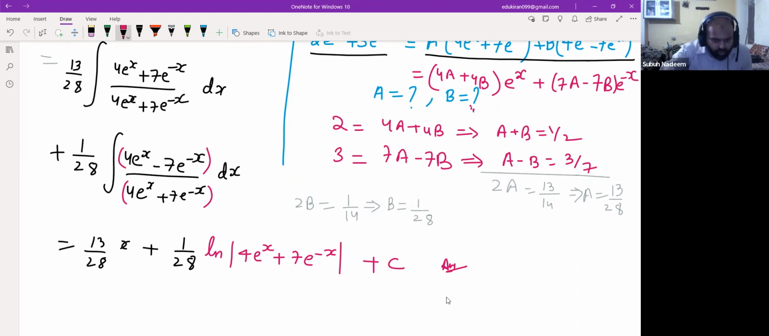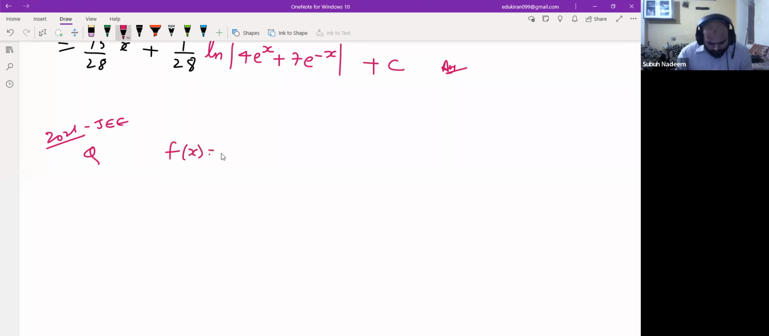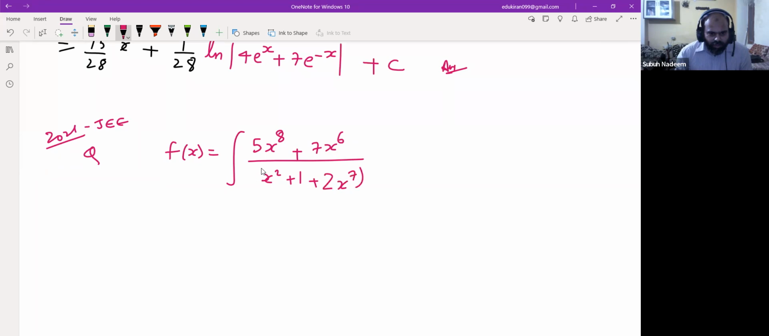One more question is from 2021, 18 March, JEE. It says that f(x) is equal to integral of (5x to the power 8 plus 7x to the power 6) upon (x square plus 1 plus 2x to the power 7) whole square dx.